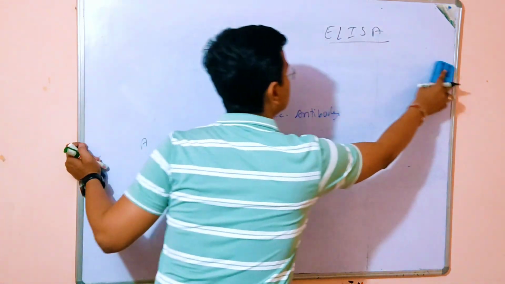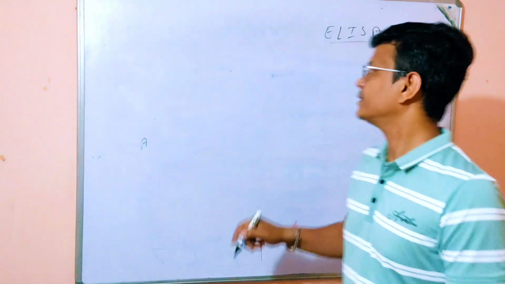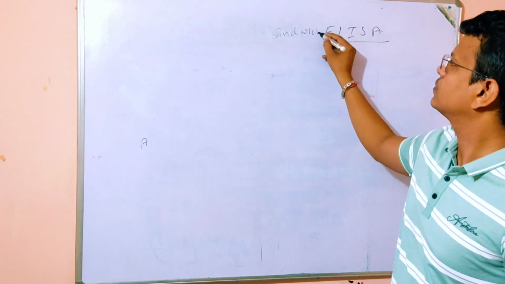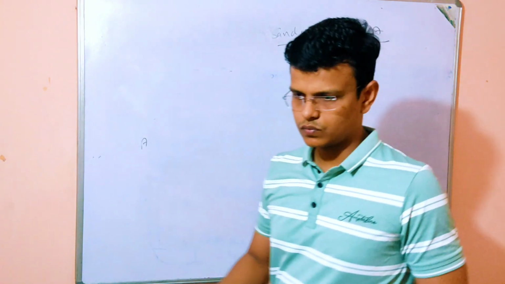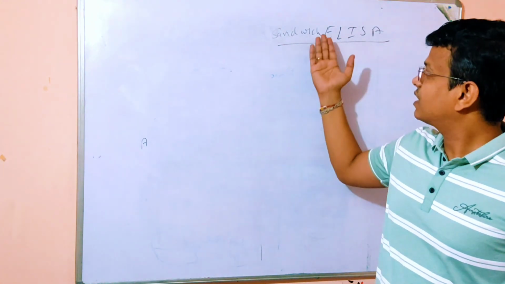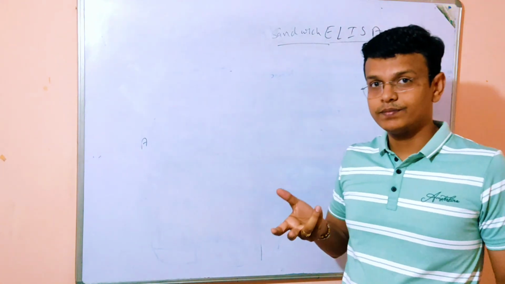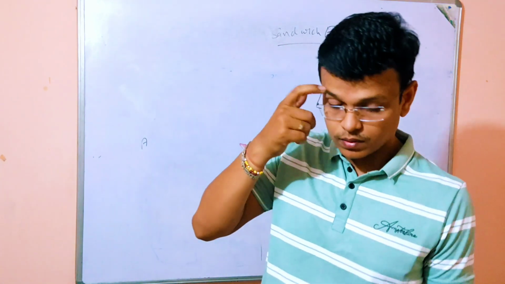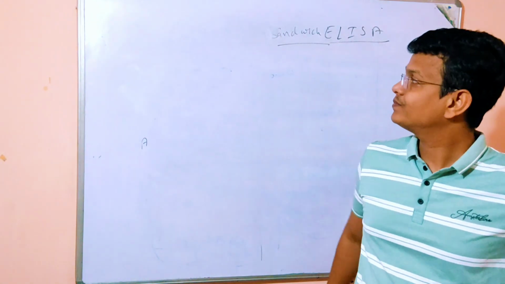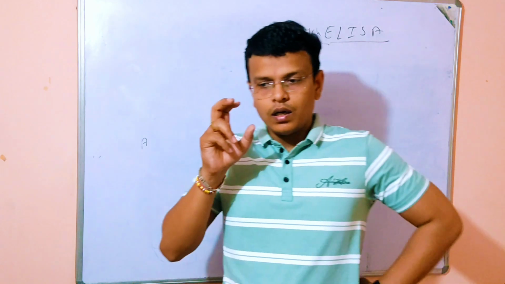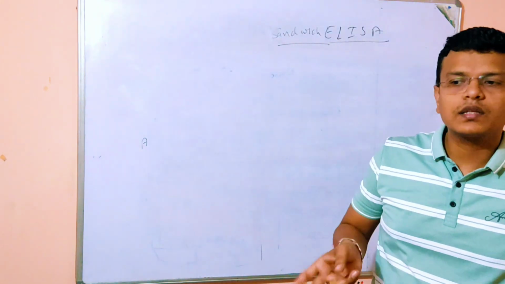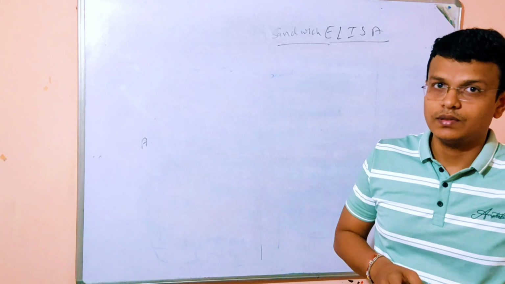Next is sandwich ELISA. As it is clear from its name, sandwich: two breads and a patty between them. Similarly, two antibodies, one captures the antigen and another detects it.